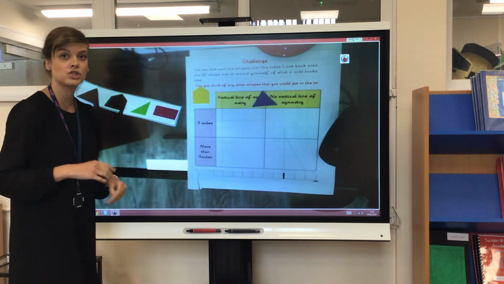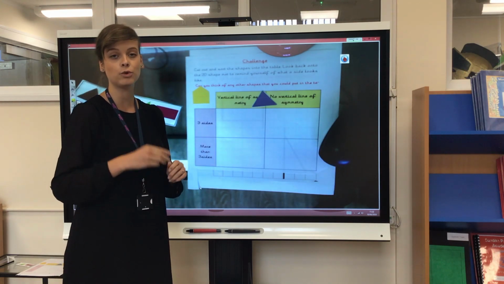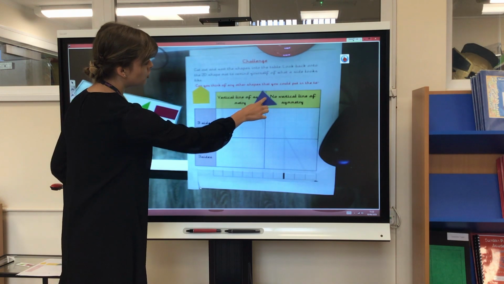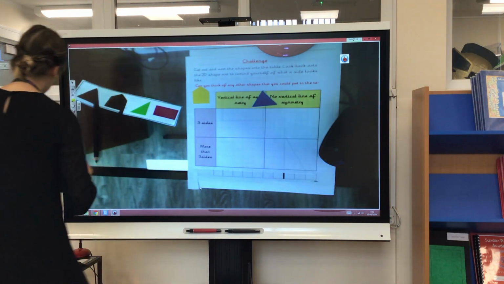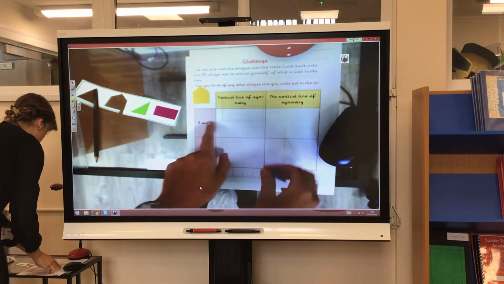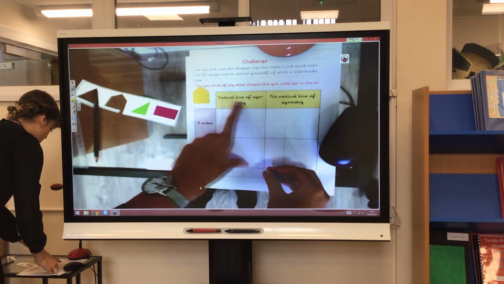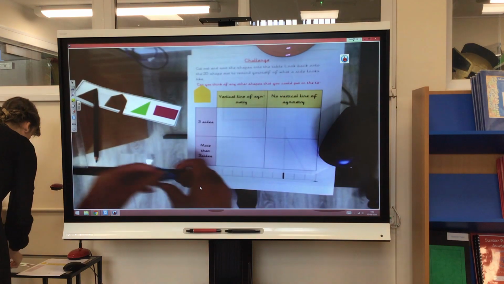A triangle's got 3 sides. On your 2D shape mat, I've also put what a side will look like if you've forgotten. And I've got 1, 2, 3 sides there. So I know it needs to go into this row here. Now, does it have a vertical line of symmetry or does it not?